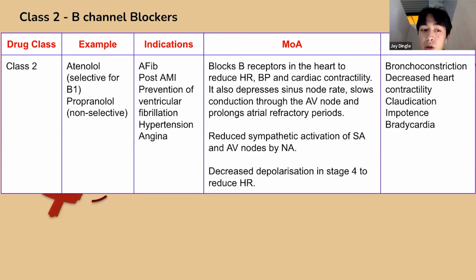Side effects, so we also have beta receptors on our lungs. So we can get bronchoconstriction, we can get decreased heart contractility, claudication, so pain in our calves, impotence and bradycardia. And we typically use these for AFib after a heart attack, prevention of ventricular fibrillation, hypertension is common, and angina as well.